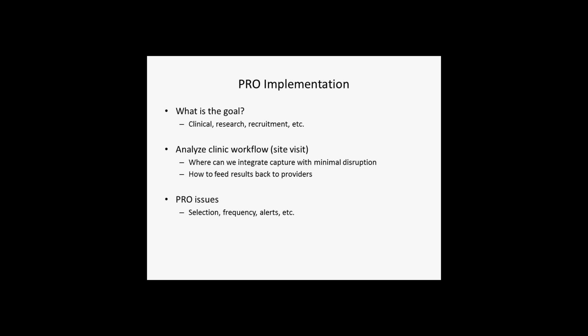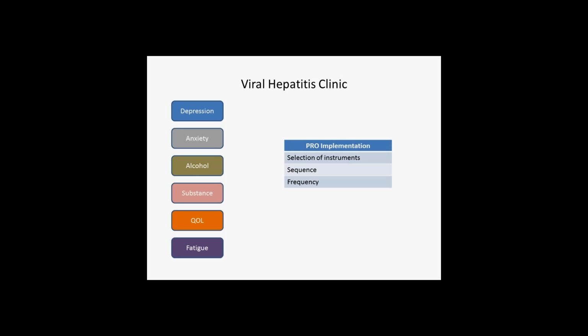If you're going to do this, you have to understand your clinic workflow. The solution in our clinic with this flow is by no means the solution for your setting. You've got to think about your setting and find a way to do it there. This is our viral hepatitis clinic, and they wanted a fairly sequential list of instruments. They wanted everybody to be checked for depression, anxiety, alcohol, substance use, quality of life, and fatigue every visit. Those are the things that are important to them, and they selected their instruments around that. Pretty much the only questions we had to deal with were: what's the selection of your instruments, what's their sequence, and how often do you want someone to see each one?